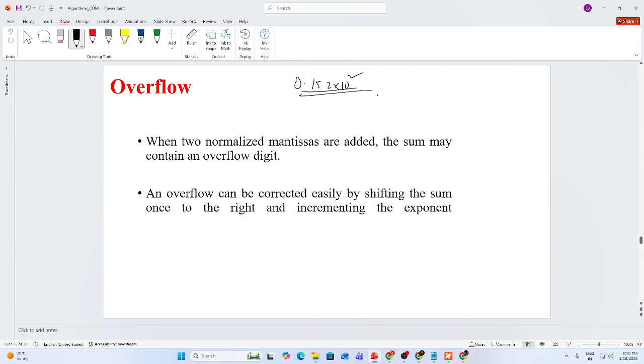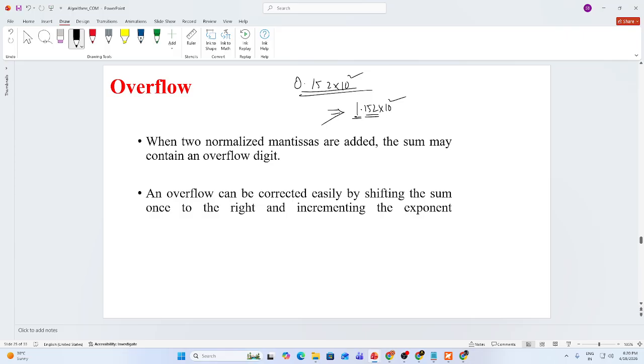So for example, if I get 1.152 into 10 square, this is not normalized, this is called overflow. Basically, why overflow? I should get 0 point, but I got 1. This 1 I cannot store, I only have a provision to store the 0 point form, I cannot store 1.152. So this is considered an overflow.